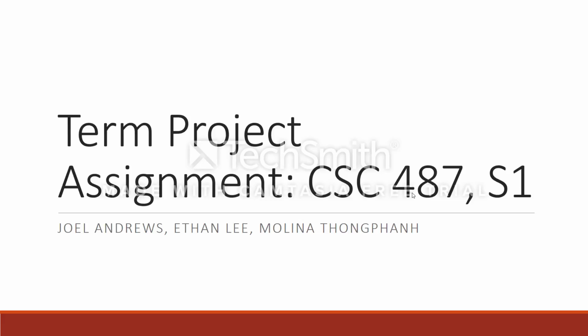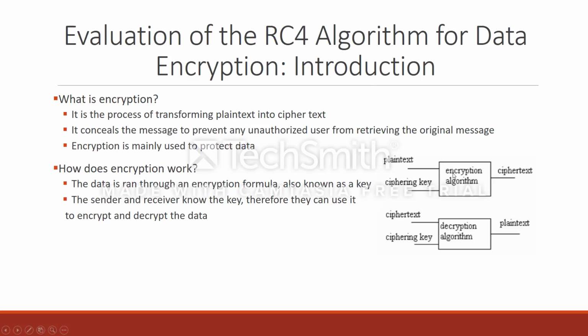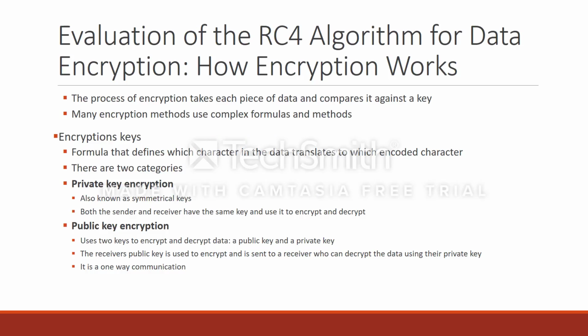A quick review of this course. Encryption is the process of transforming plaintext into ciphertext. It runs through a formula that can be used to consistently produce the same result for encryption of the same data. Encryption and decryption use a key value to both encrypt and decrypt the data. There are both private key encryption and public key encryption.